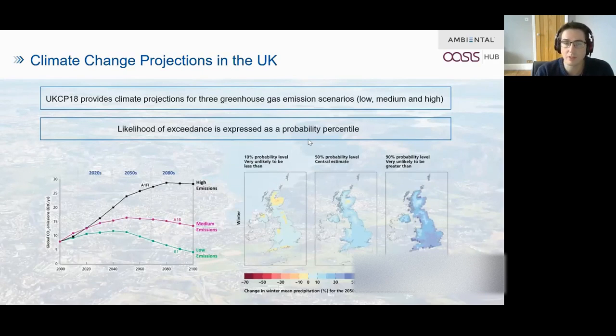Our high emissions is tied to the 8.5, medium to 6. Low has actually changed in the UK: it used to be 4.5, it's now 2.6 that we tie it to, so closer aligned to the Paris Agreement. And again, the point is, if we're making strategic decisions about something that we're uncertain about in the future, it's helpful to follow a single path and take that more deterministic route.